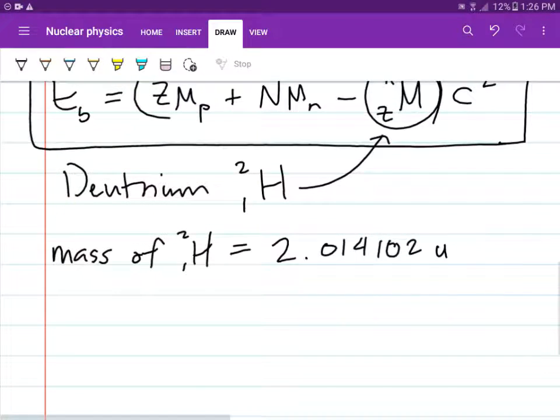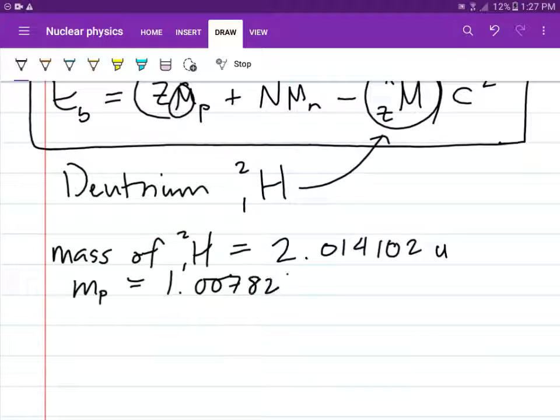Now, the mass of the proton, let's write it as capital M, small letter m p. The mass of the proton is 1.007825 atomic mass units. The mass of the neutron is 1.008665 atomic mass units.